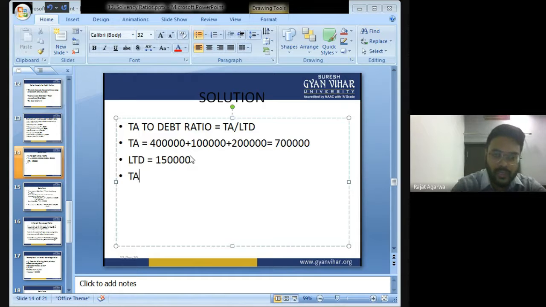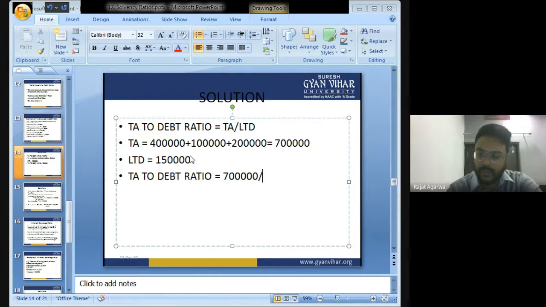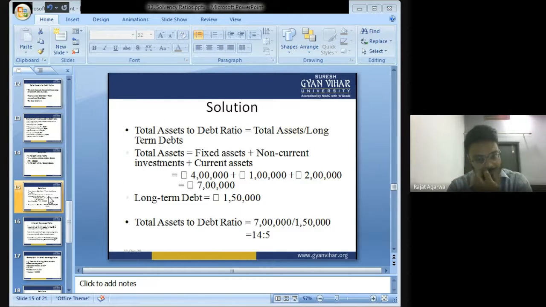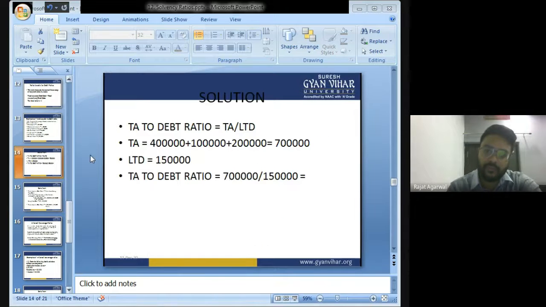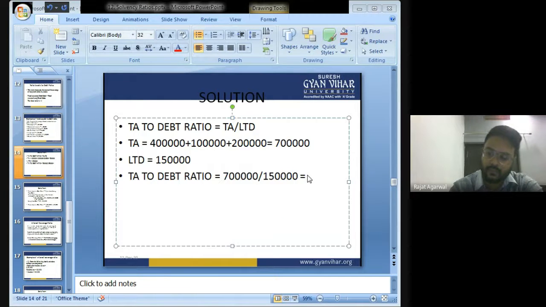So total asset to debt ratio equals total asset 7 lakh divided by long-term debt 1,50,000. The answer is going to come 14:5. The answer is 14:5. So this is how we are going to calculate total asset to debt ratio.